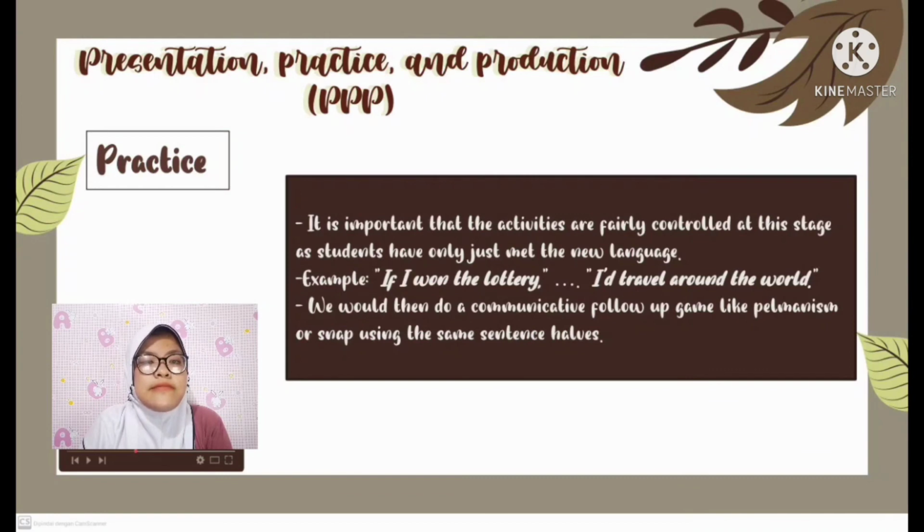So when we're teaching, for example, the second conditional, we would use split sentences as a controlled practice activity. So we give students lots of sentence halves and in pairs, they try and match the beginnings and ends of the sentences. So for example, if I won the lottery, I would travel around the world. And then we would do a communication follow-up game like Pelmanism or Snap using the same sentence halves.